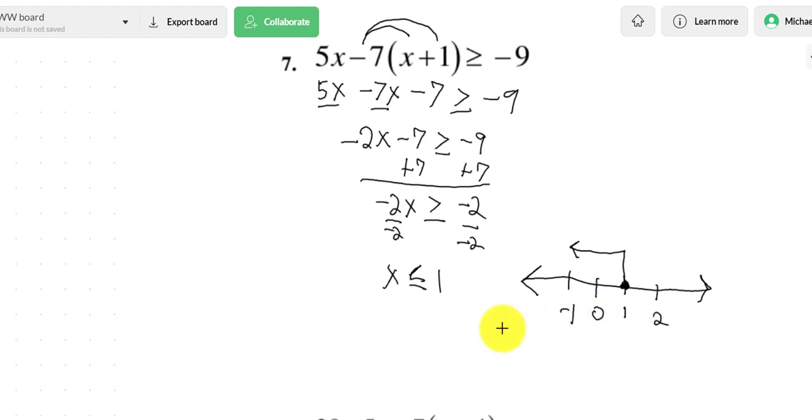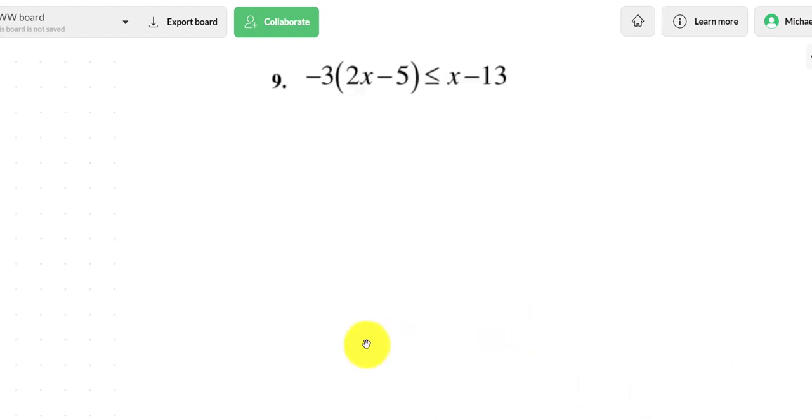Let's look at one more problem. This is number 9 on the additional problems handout. Let me just get my pencil ready. Okay, so again, first thing we want to do is distribute the negative 3 to get rid of the parentheses. So I'm left with negative 6x plus 15 is less than or equal to x minus 13.